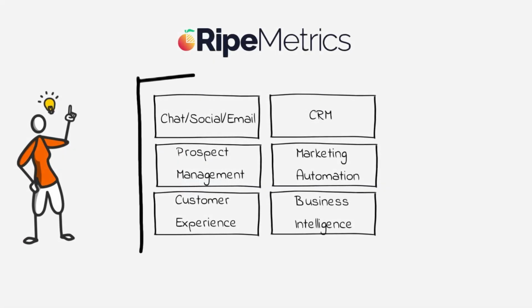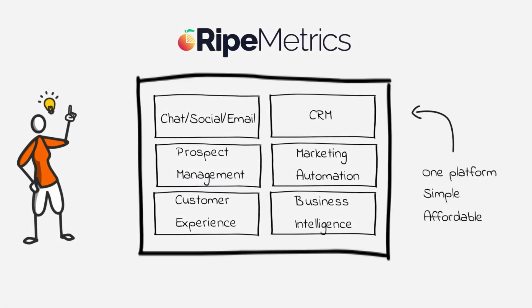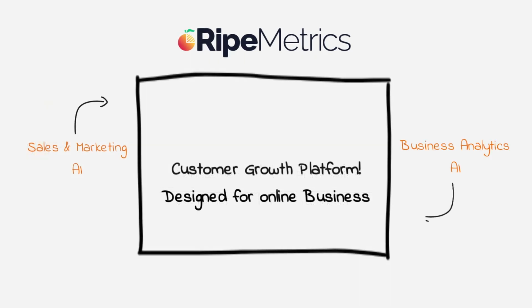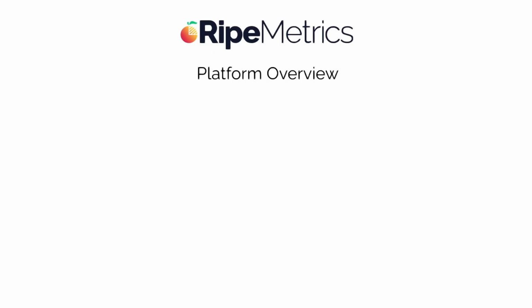RipeMetrics solves this problem by combining all the essential features a growing online business needs in one simple and affordable platform for powering customer growth, with AI doing most of the heavy lifting. RipeMetrics comes in 3 editions, each designed for a specific group of tasks.